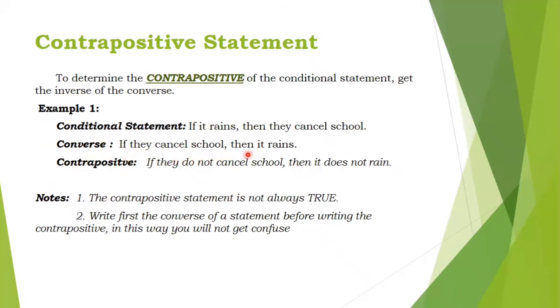Converse, if they cancel school, then it rains. So how will you get the contrapositive of that? We will negate this, the hypothesis, and negate the conclusion of the converse. If they cancel school, the negation, if they do not cancel school, then the conclusion. The converse, then it rains. So, ang negation nun, then it does not rain. So again, if the converse, if they cancel school, then it rains. The contrapositive will be, if they do not cancel school, then it does not rain.